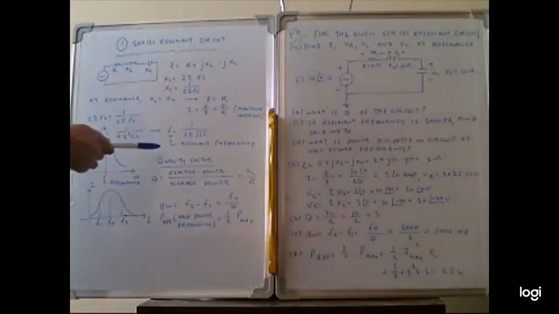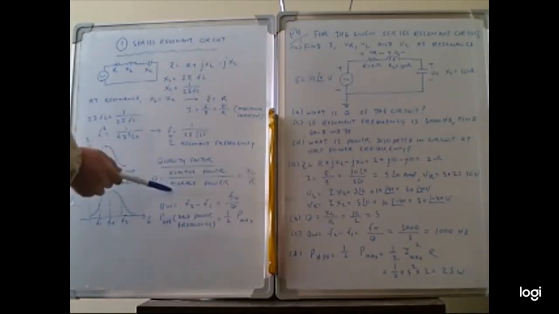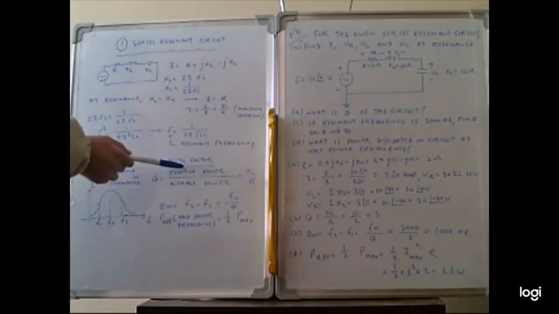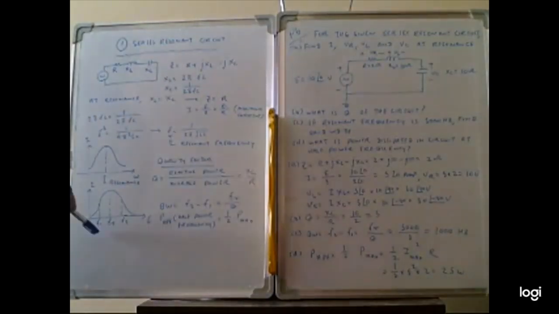Similarly, we can also calculate the quality factor. Quality factor is the ratio between the reactive power and the active power. So the quality factor is equal to reactive power divided by active average power, so X_L by R. In the meantime, this is the frequency, this is the resonant frequency.